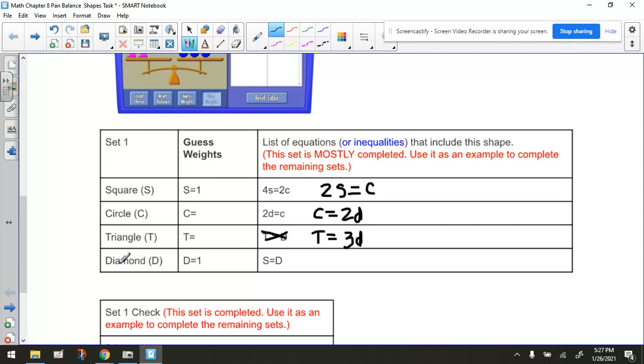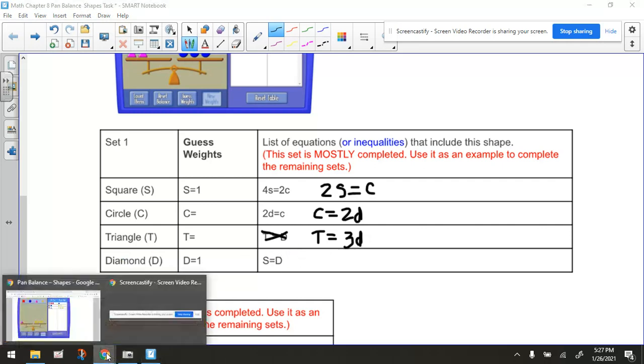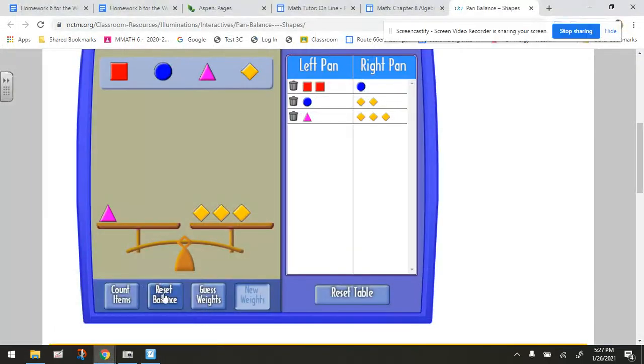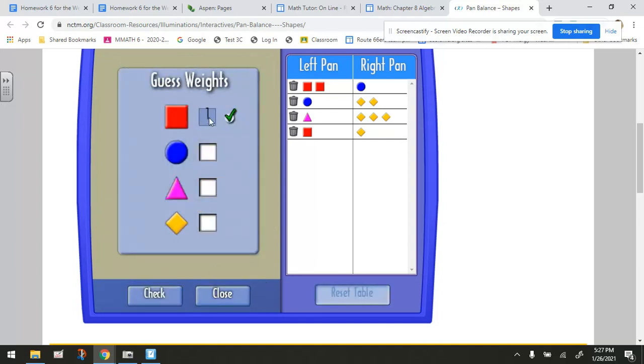All right, now, according to this, let's see if it's true. It's saying that a square is the same weight as a diamond, so let's confirm that using the app. So let's clear it, reset, and it's saying a square is the same thing as a diamond. All right, and that's true. All right, so when you're ready to guess the weights, which maybe you are at this point, if we start guessing the weights, we already know a square is 1, so that means a diamond must be 1.